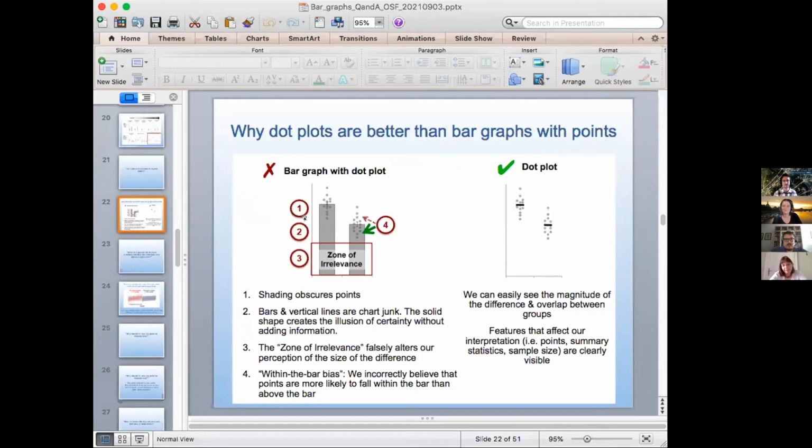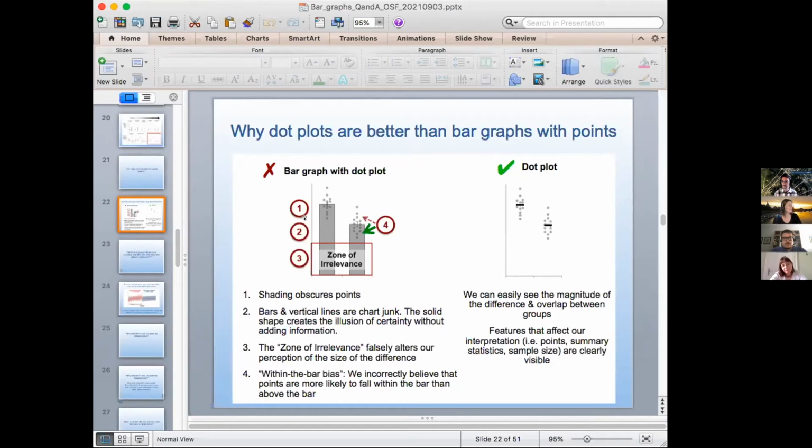The second is that the bars and the vertical lines are actually chart junk. And the thing about bars is they create the illusion of certainty without adding any information. So that bar looks just as solid and as clear whether you have 2 observations or 2,000 observations. And these are vastly different circumstances in terms of the amount of information we're getting. And so it is an illusion of certainty that we're creating without adding any information.